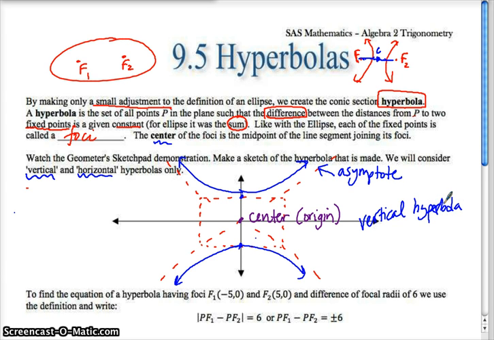If I wanted to make a horizontal hyperbola, I would put my vertices right here on the x-axis. Notice these are on the y-axis, and then I would open it up right and left. So this is now a horizontal hyperbola.